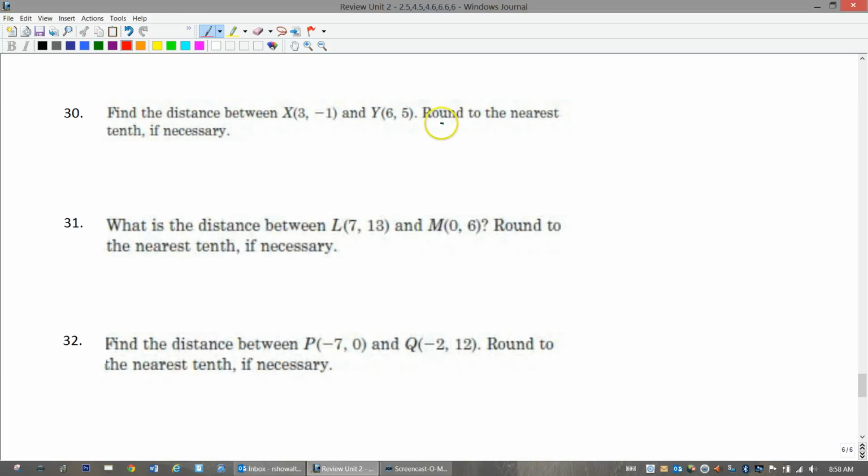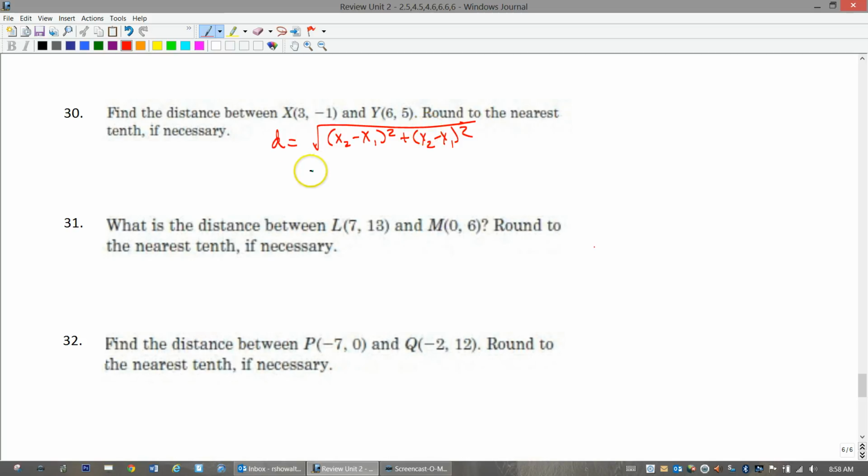Anyways, so here we go. The distance between these 2 points. The distance formula is the square root of x2 minus x1 squared plus y2 minus y1 squared. It doesn't matter which one is x2 or x1 or y2 and y1. That's just the way I like to write it. But it does matter that it's subtraction and plus there.